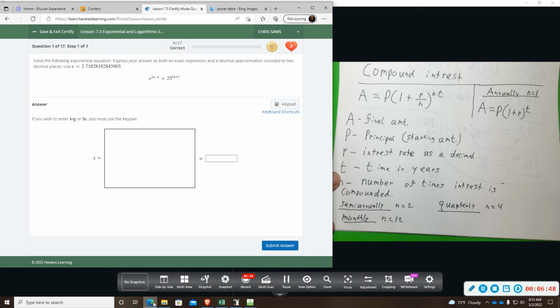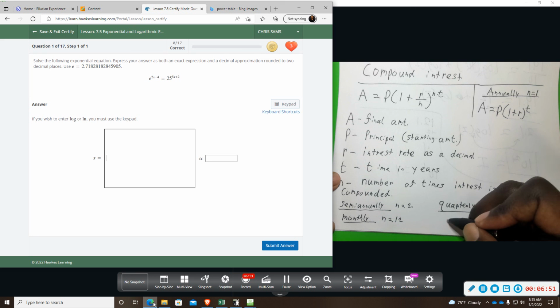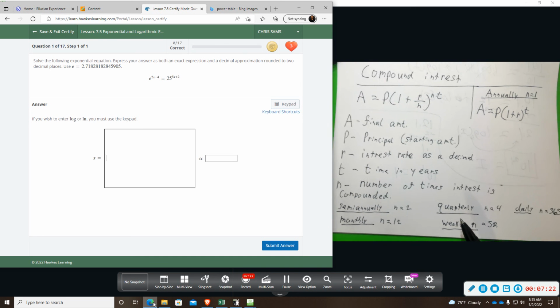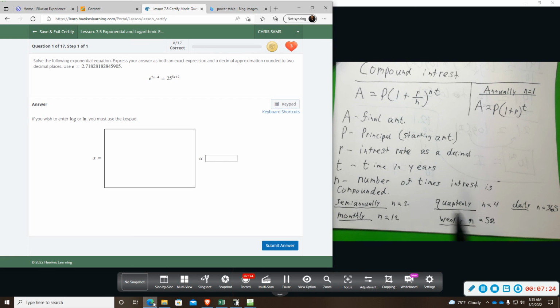You can get weekly, which is 52. You can get daily. I'll go ahead and write those two. Weekly, N equals 52. It's 52 weeks in a year. And then daily. If they do daily, they just let N equals 365. So they just ignore the leap year scenario because every 4 years is 366, but 365 is what we use. So these are the different terms that will help you to identify N.